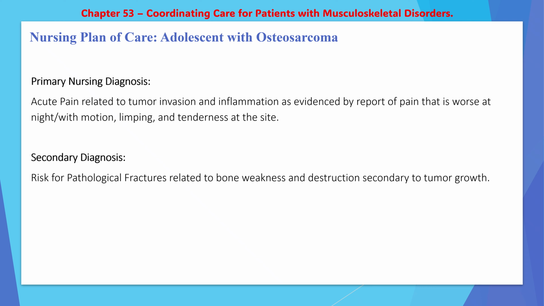The domain is pharmacological therapies. Intervention: handle the affected extremities gently, support the limb above and below the joint during movement. The rationale here is the bone is weakened by the tumor. Rough handling can cause pathological fractures. So here is the domain basic care and comfort. The bone is weakened by the tumor. Rough handling can cause pathological fracture.